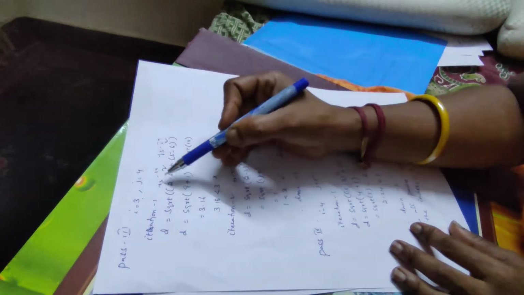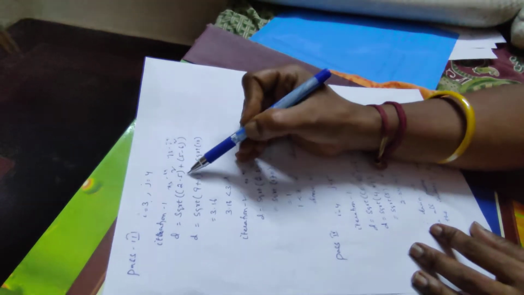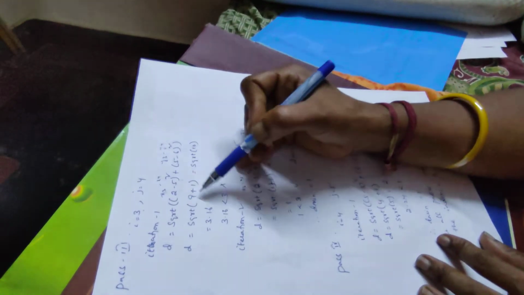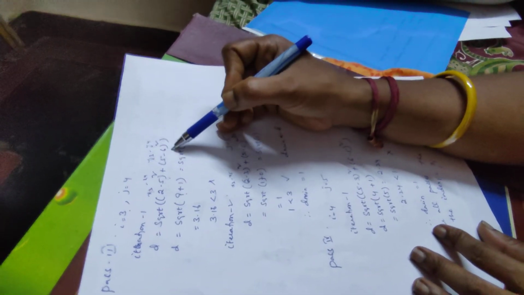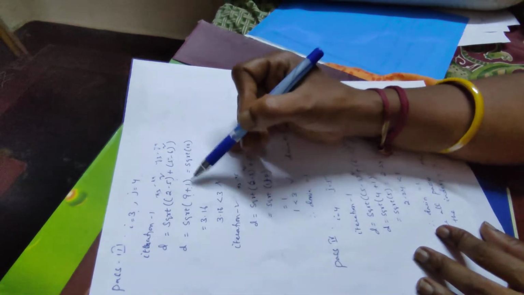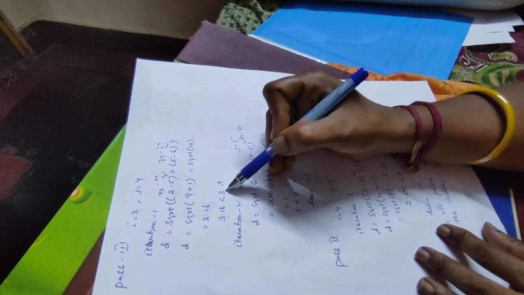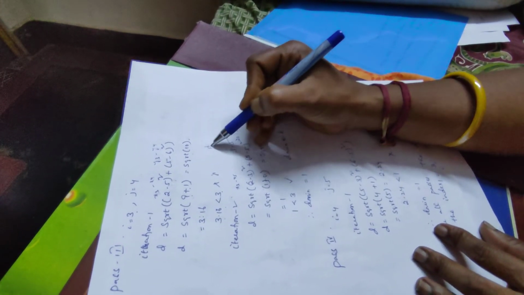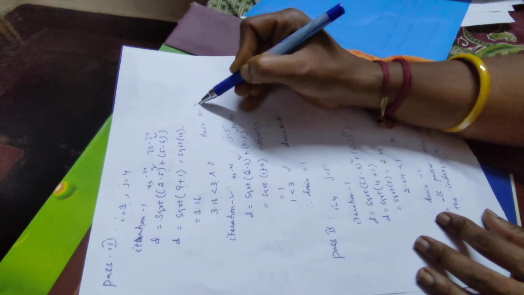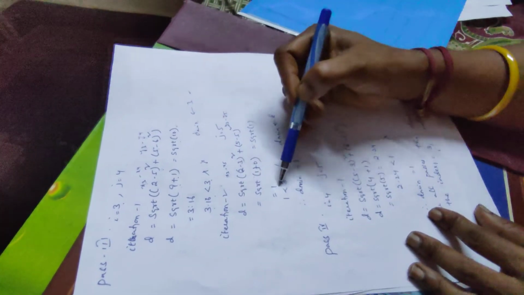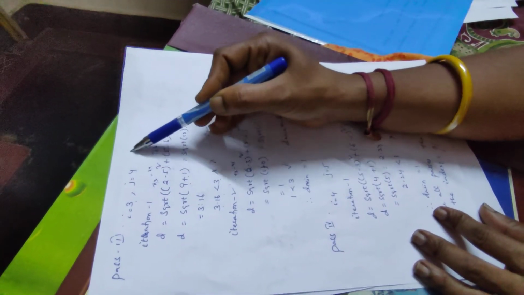So these are the values of x3 and x4, that is 2 minus 5 whole square. This will become 3 square, 9, and 5 minus 1 whole square, that is minus 1 square equals 1. So square root of 10. So 3.16 is less than 3, condition failed. So I cannot change my d min, it remains 3 only. Then in my next iteration, j is incremented, it becomes 5.